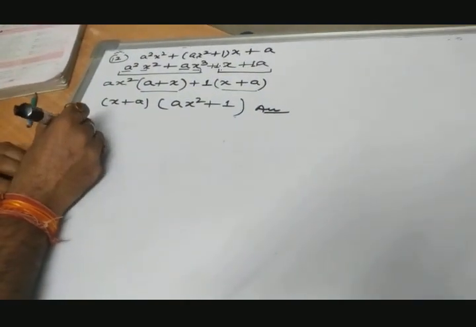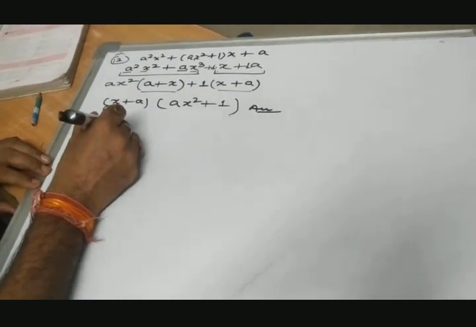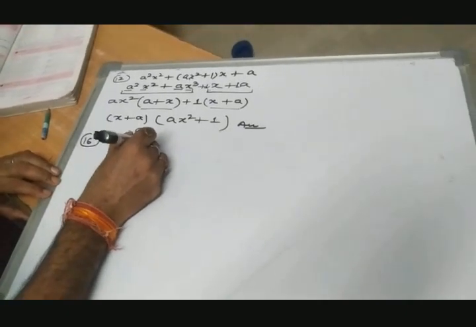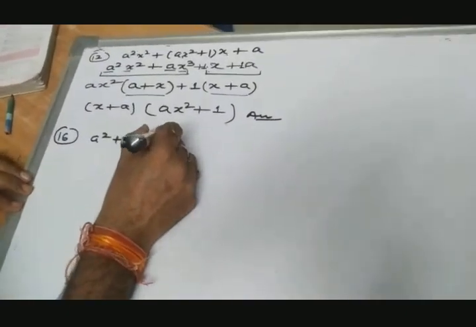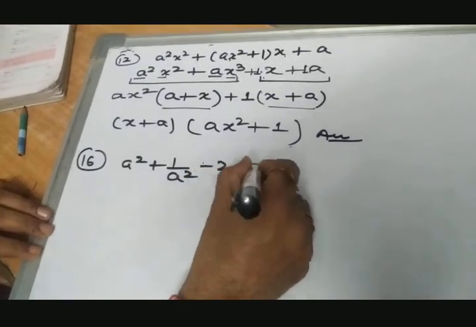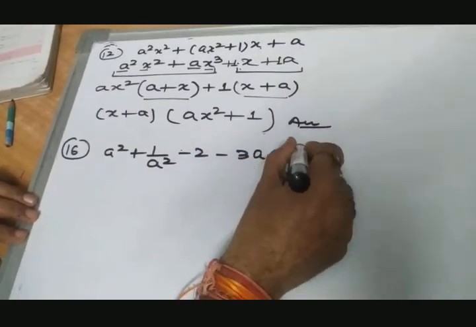Now we will discuss question number 16. a² + 1/a² − 2 − 3a + 3/a.